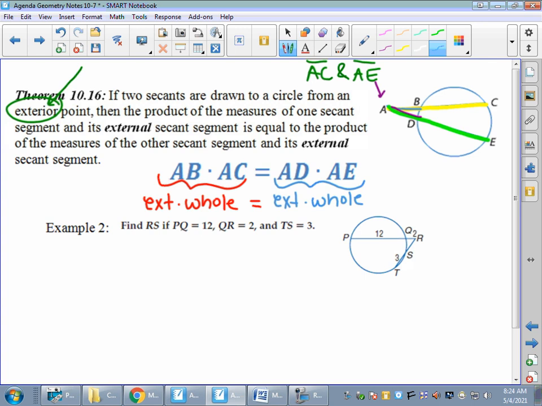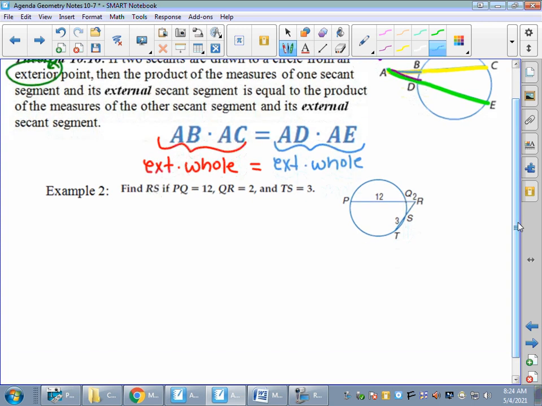So it says on here to find RS for this example. RS, I'm going to put a little X on there. If PQ is 12, that's from P to Q, that's the chord inside the circle. QR is 2, that's my exterior segment. TS is 3, and RS is X. So if I'm going to go by this exterior times whole, let's think about this first. The exterior part of secant PR, exterior times whole. The exterior is 2, right?